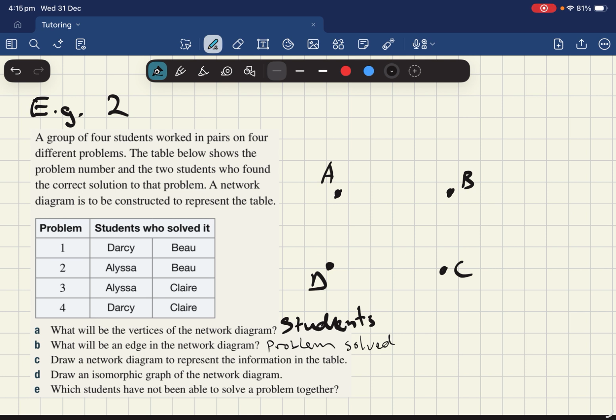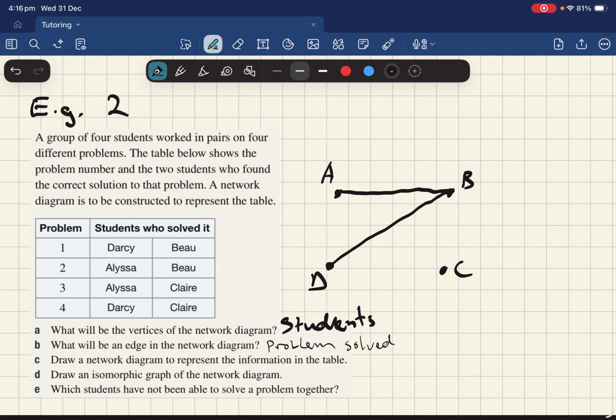So if they were able to solve a problem, we are going to draw an edge between those 2 students. Now, we want to draw a network diagram to represent the information in the table. So we're told that Darcy and Bo solved a problem. So we're going to draw a line, an edge to connect these two. We know that Alyssa and Bo solved the problem, so A is going to connect to B.